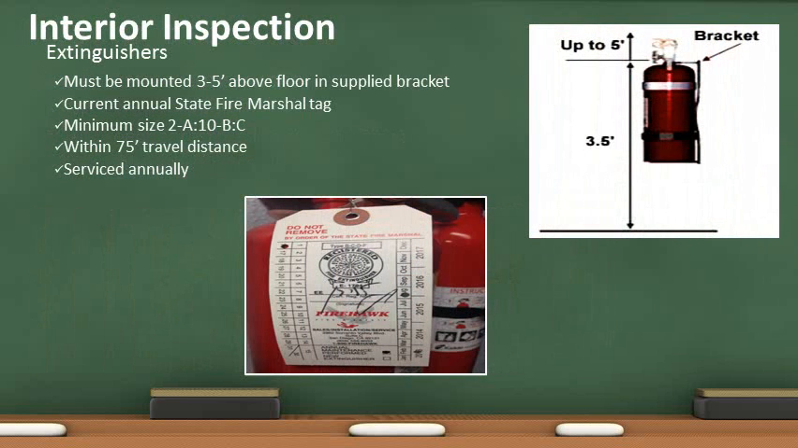All fire extinguishers must be visually inspected monthly and serviced annually. Records of this inspection and service shall be kept on site. The minimum size for extinguishers is 2A 10 BC. A minimum of 3 feet of unobstructed space is required for access.